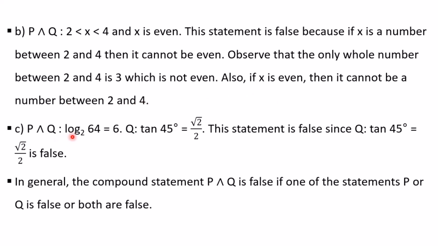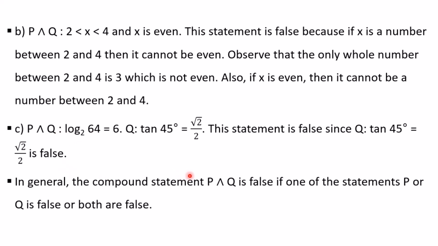Then our next, the last one: log 64 base 2 is equal to 6, and tan 45 degrees is equal to root 2 over 2. This statement is false since Q, that's Q, tan 45 degrees, is not equal to root 2 over 2. This is a false statement.